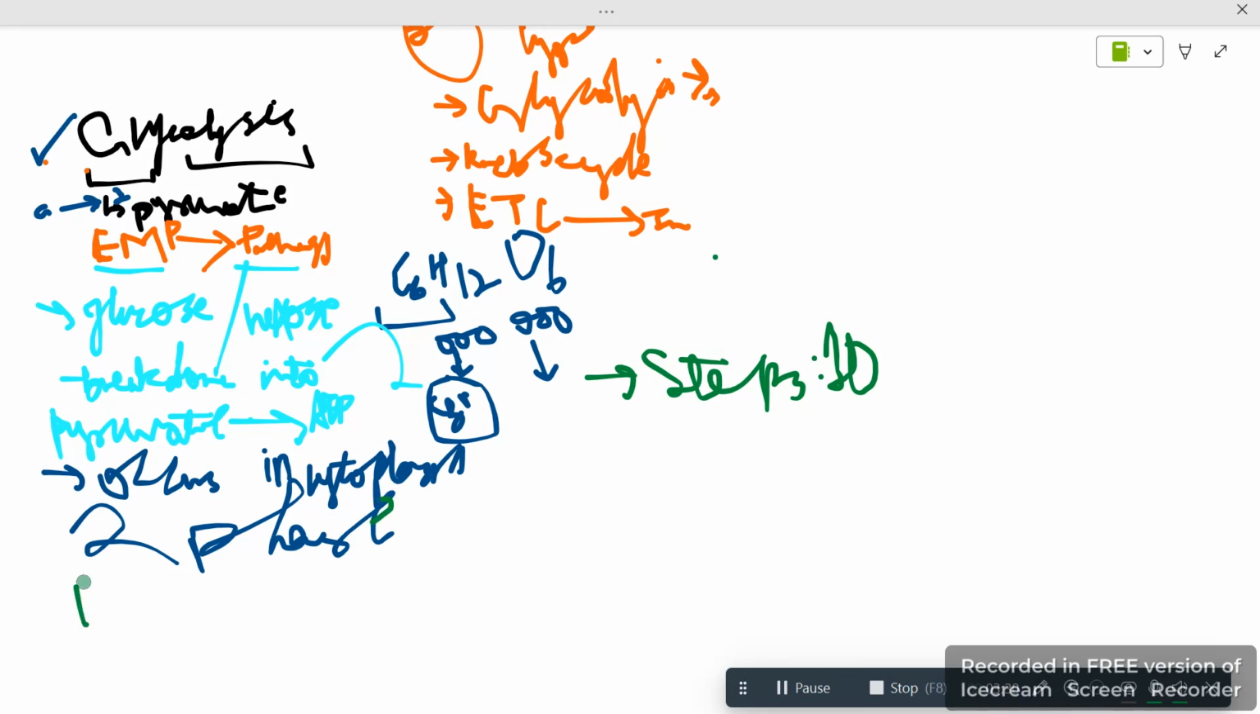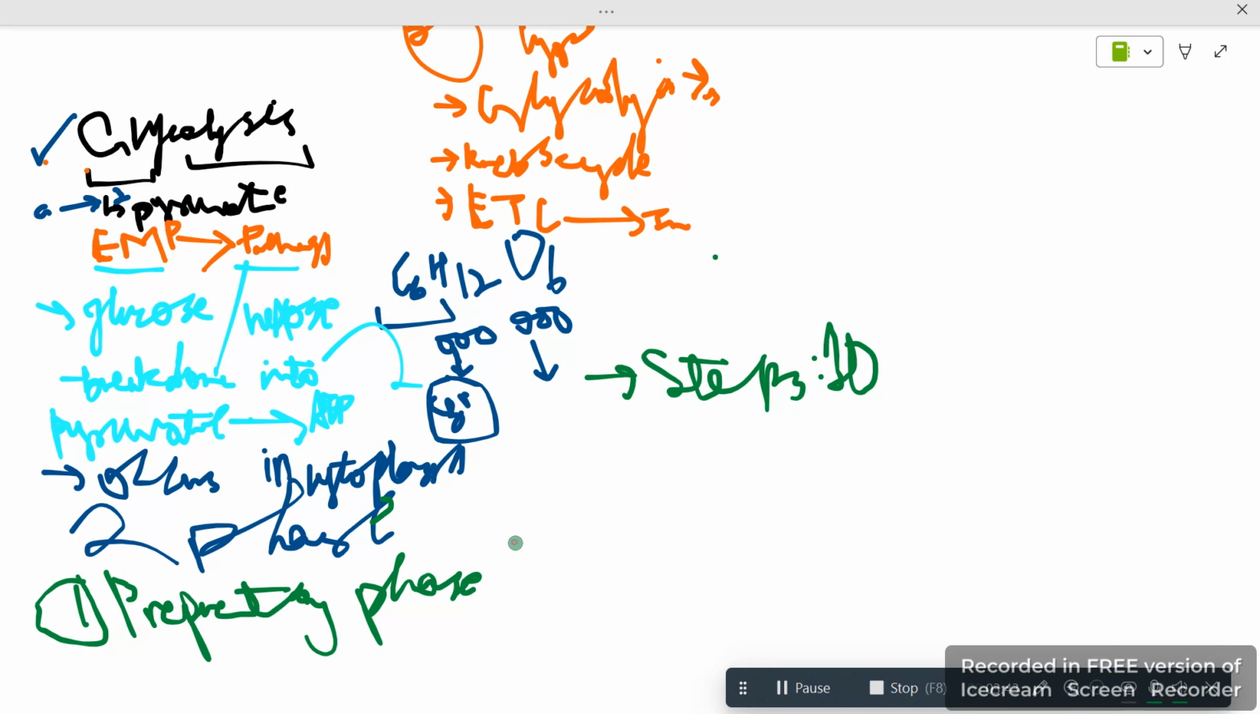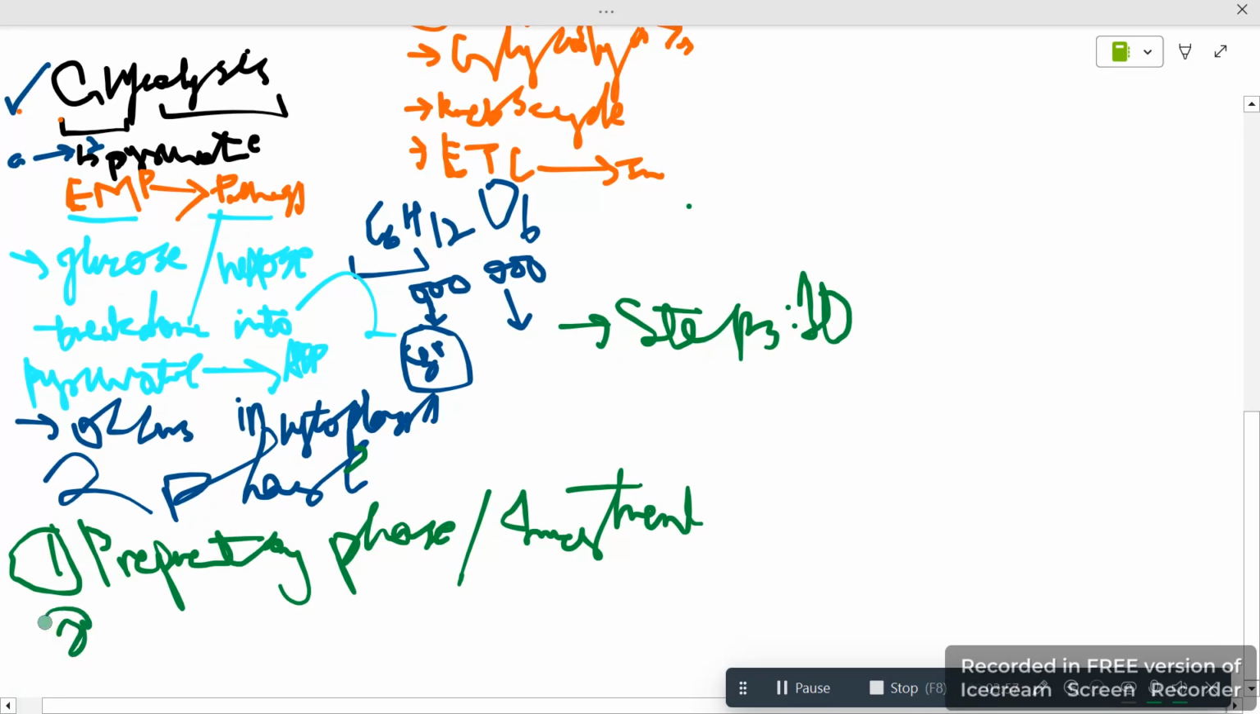First one is the preparatory phase. This phase is also known as the investment phase, because you will invest a lot of things and you will get the benefit in the next step. So this is known as the investment phase. Whereas the second phase is known as the oxidative phase.